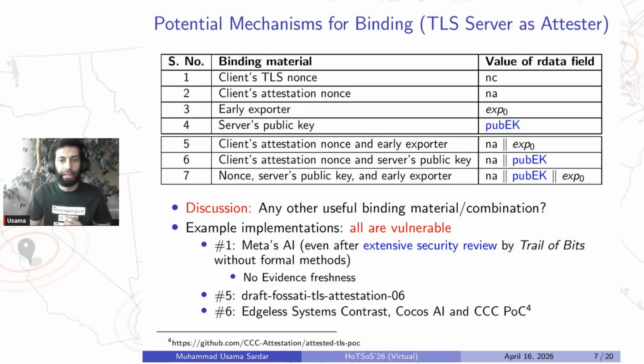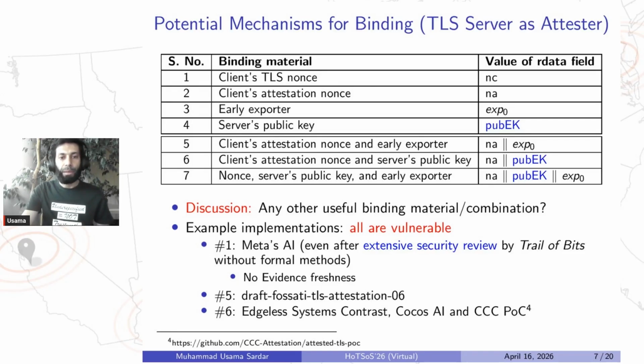So that's one point I have for discussion, like if someone can think of any other useful binding mechanisms. Of course, multiple combinations are possible from the four base mechanisms. We can surely analyze that, and we believe that these seven are covering all the things that are interesting.